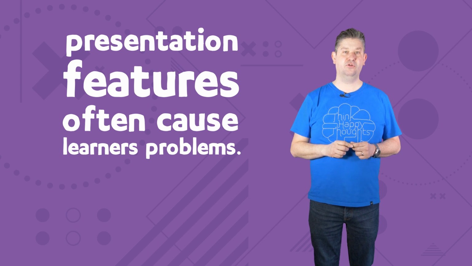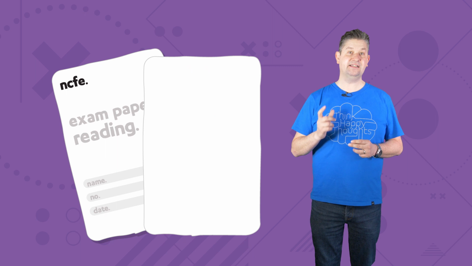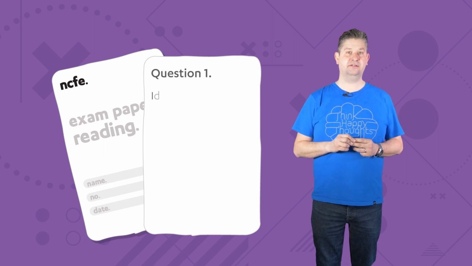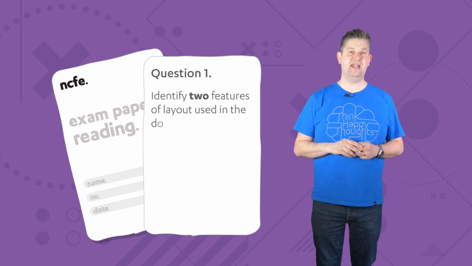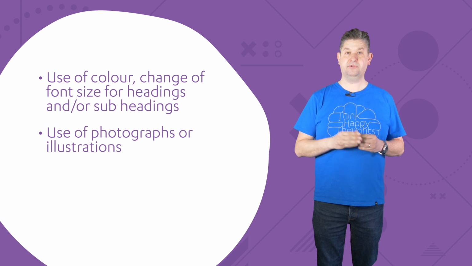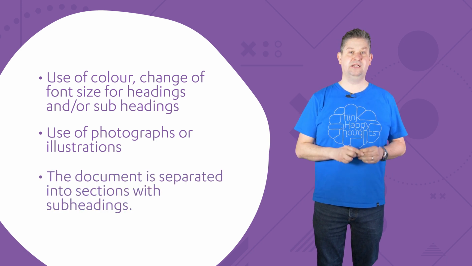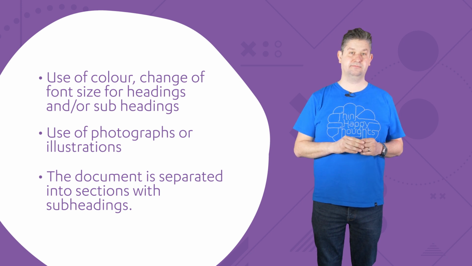Presentation features often cause problems for learners in reading assessments. For example, the question may ask to identify 2 features of layout used in the document. The type of responses examiners are looking for would be use of colour and change of font size for headings and/or subheadings, use of photographs or illustrations, or that the document is separated into sections with subheadings.